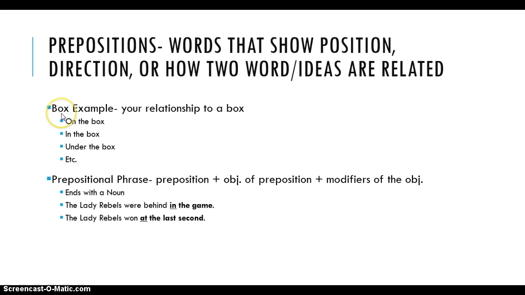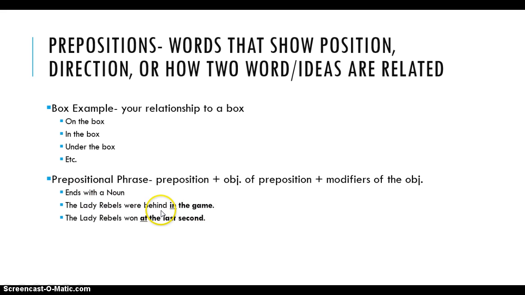Another good example is to think of a squirrel. Well, what are all the different ways a squirrel can be around a tree? It can be beside the tree, above the tree, below the tree. All of those are prepositions. And then when we go further into prepositional phrases, these phrases will always start with the preposition and they will always end with the noun.